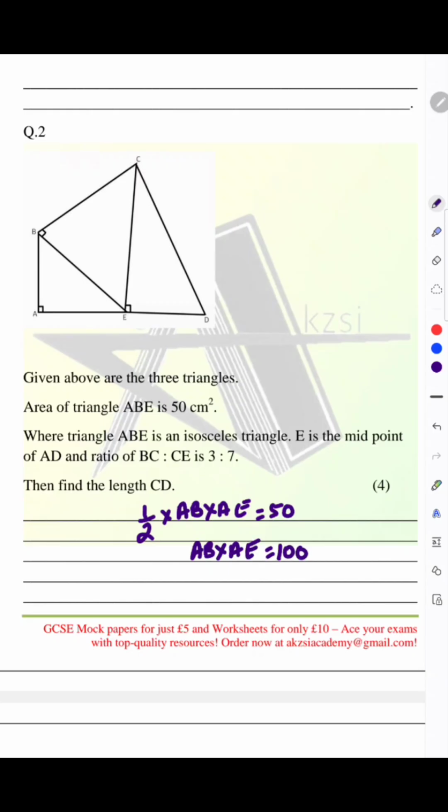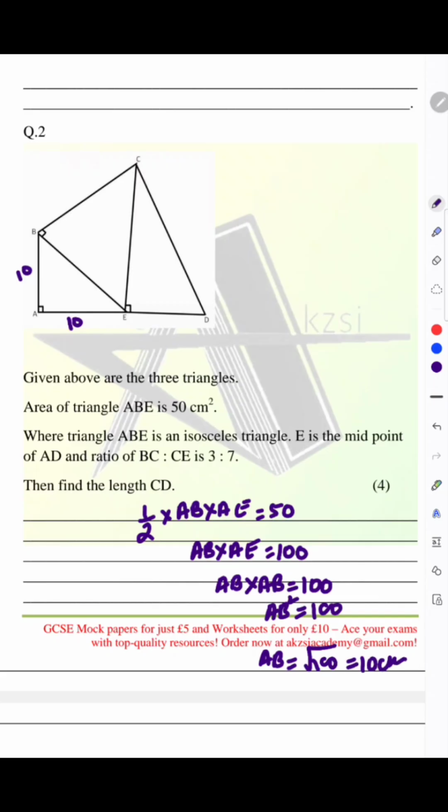This is the first thing that we have calculated. Now, triangle ABE is an isosceles triangle. Clearly those two sides, because the third one is the hypotenuse, which is the largest one, so AB and AE are going to be the same without a doubt. So AE is also equal to AB, and AB squared is 100, which means AB is the root of 100, which is 10 centimeters. So these two are 10 centimeters.